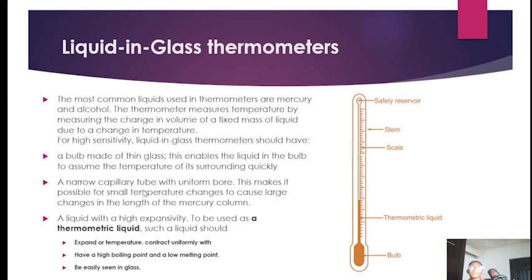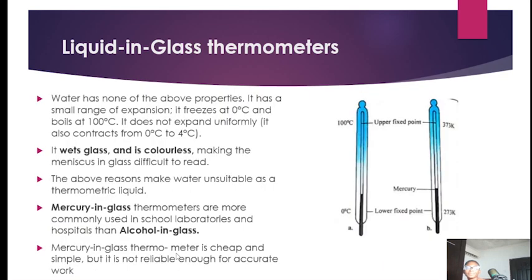Also, a narrow capillary tube with uniform bore. This makes it possible for small temperature changes to cause large changes in the length of the mercury column. And also a liquid with high expansivity. To be used as a thermometric liquid, such a liquid should expand or contract uniformly and have a high boiling point and a low melting point, and be seen in glass. It shouldn't be transparent, it must be opaque. And that's for the liquid in glass thermometer.